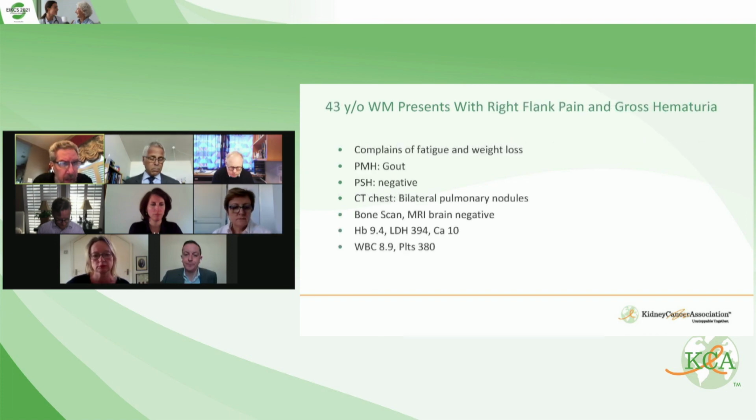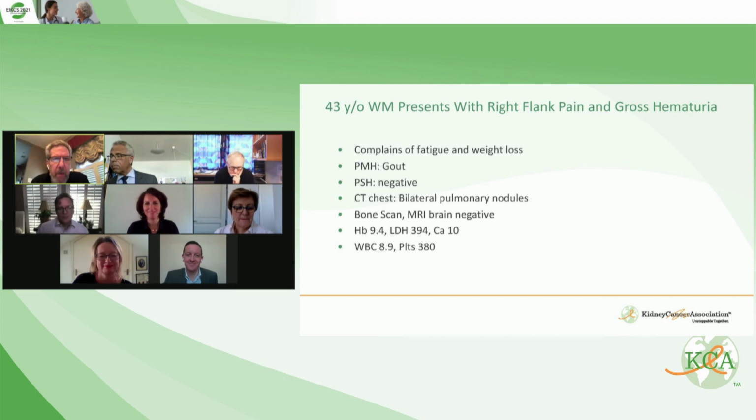All right, so according to the clock I can barely see, we have 7 minutes and 17 seconds left, so hopefully we can knock this case out. This is a 43-year-old white male who presents with right flank pain and gross hematuria. He complains of fatigue and weight loss. He has no significant past medical or surgical history. He's got bilateral pulmonary nodules. He's anemic, with mildly elevated LDH and minimally elevated calcium. His white count is normal.